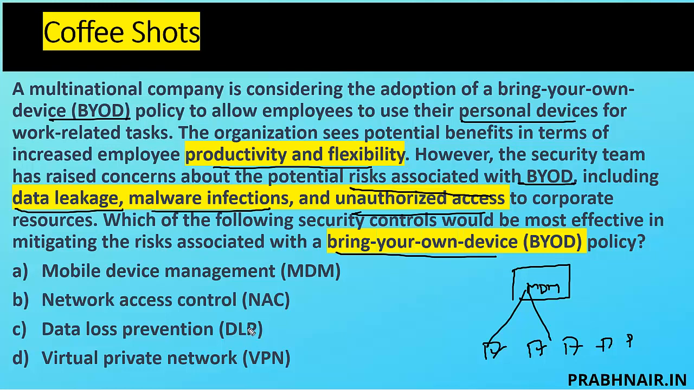But the question is talking about data leakage, malware infection, unauthorized access. So NAC is more like a preventative from an external point of view. DLP is monitoring the traffic from internal to external. Okay, so somehow the DLP feature is there in MDM. VPN is used to connect to the enterprise for sharing data. So the only close option looks like MDM, mobile device management.